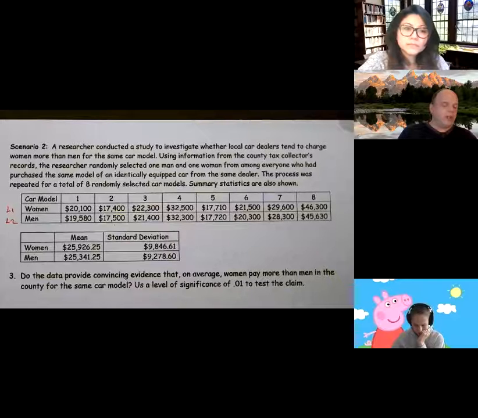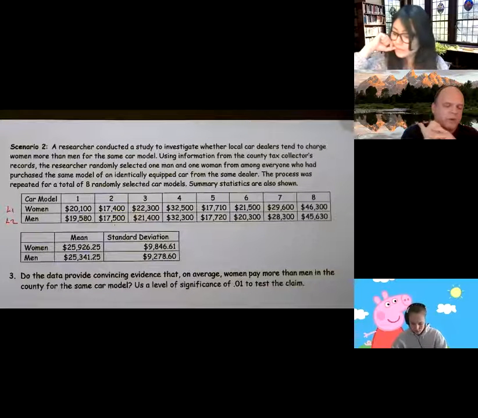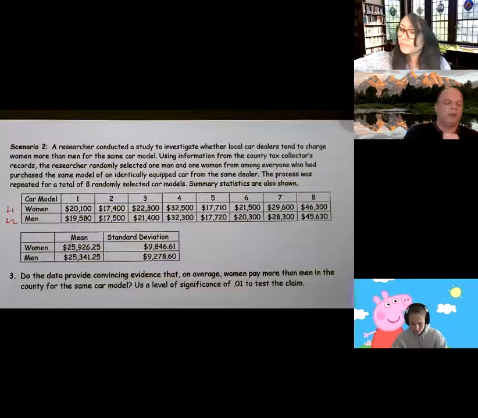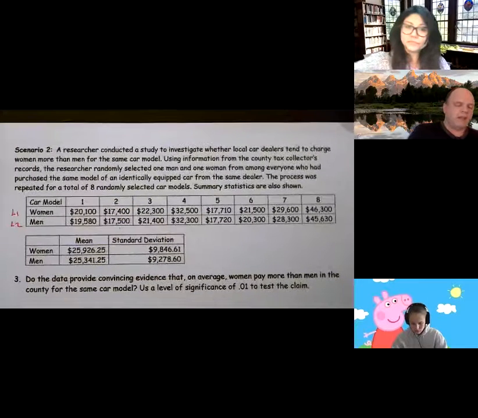So resuming recording, does the data provide convincing evidence that on average, women pay more than men in the county for the same car model? So here we go.